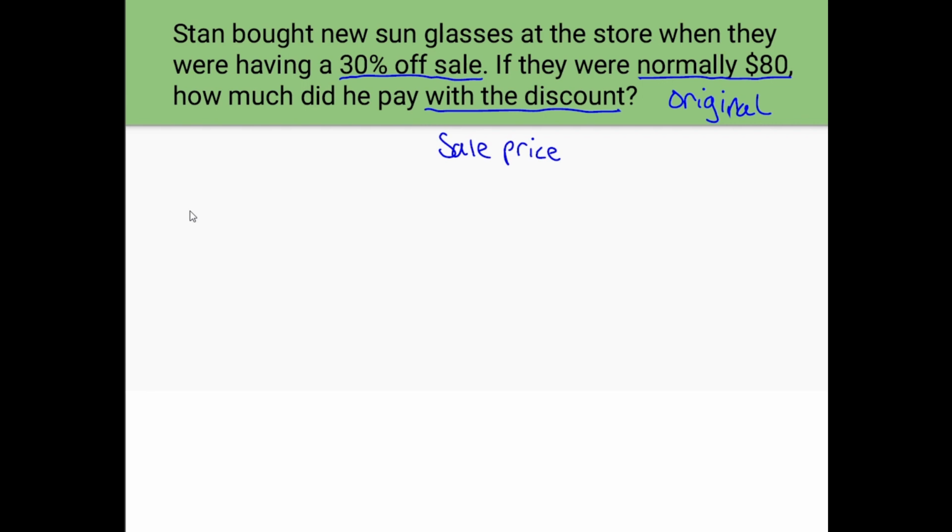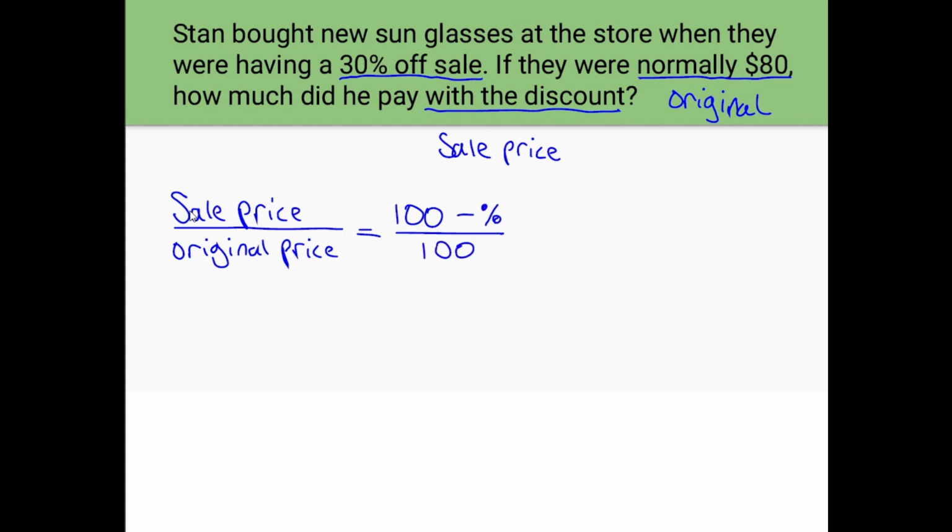Okay, so we're going to use the formula where it's sale price over our original price is equal to, let's see, it's a sale, so it makes sense that it's getting smaller, right? The price is getting smaller, so we're going to do 100 minus that percentage over 100. So anytime we're looking for sale price, or we know the sale price and we're trying to find that original price, that's the formula we're going to be using.